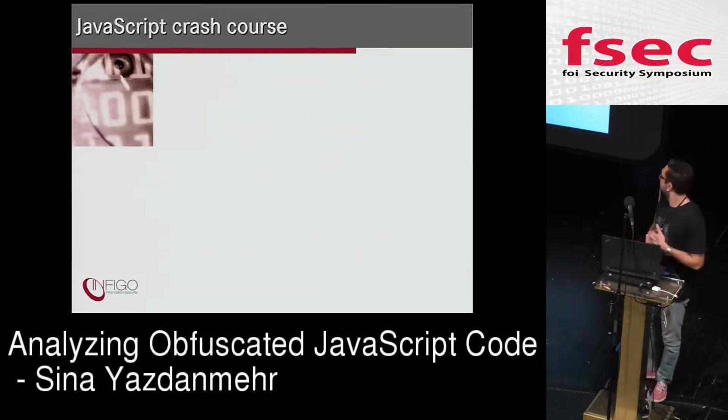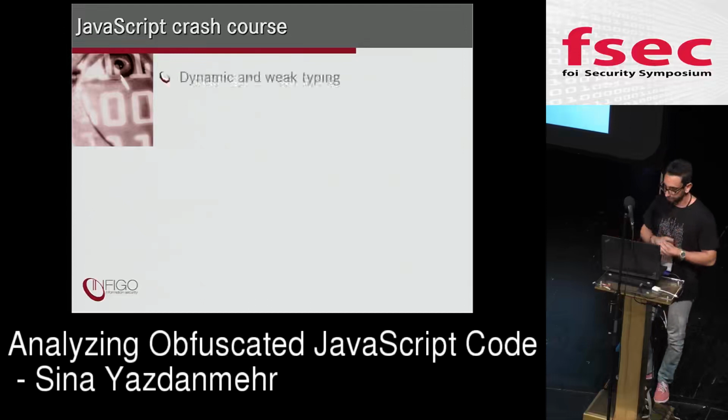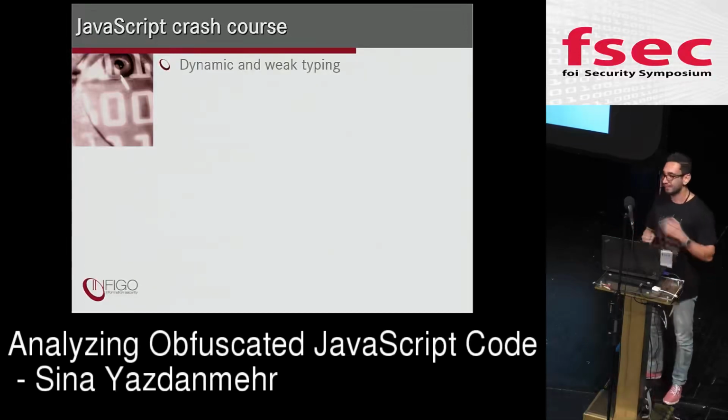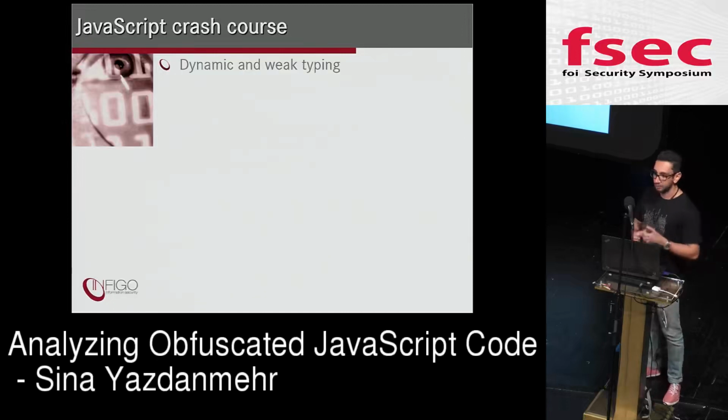Let's take a look at some JavaScript features, briefly, which abilities are more important in obfuscation methods. First one, JavaScript is dynamic and weakly typed. What do those mean?